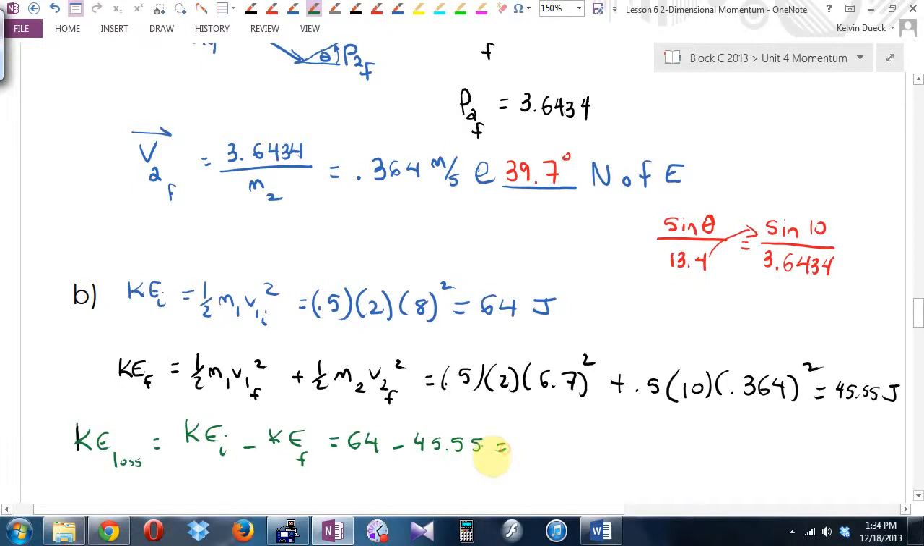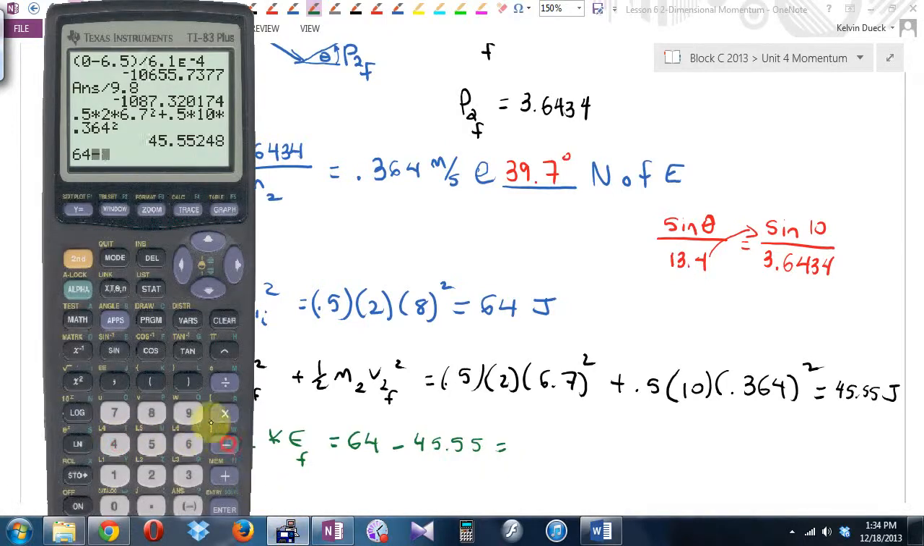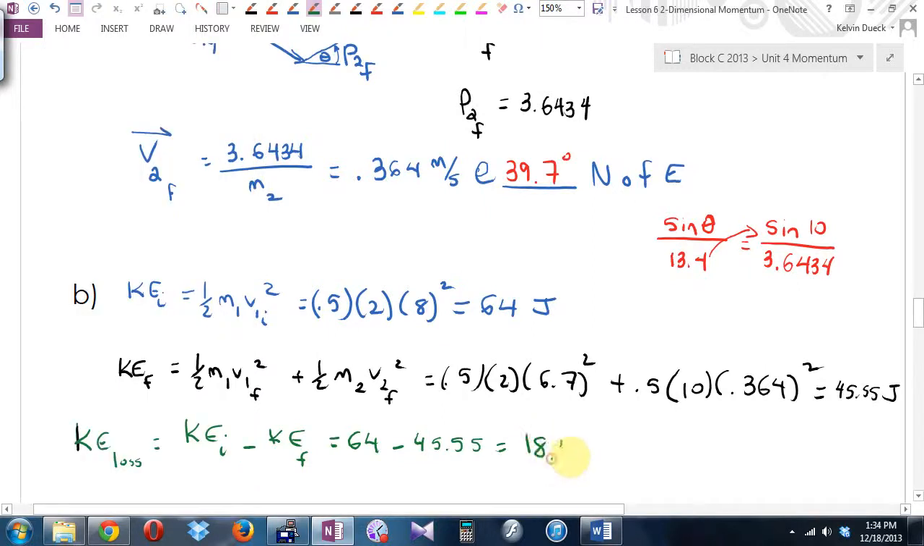45.55. So I guess I lost 18.4 joules of kinetic energy. Mr. Dueck? Yes, Elijah. You said energy is conserved. How could you have lost that? Yeah. Total energy is conserved. Kinetic energy, which is a subgroup of energy, is not.